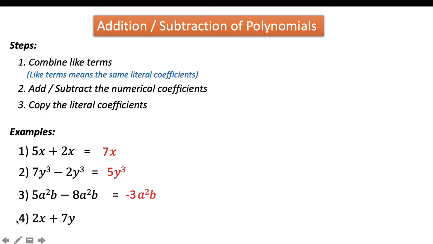But in our given number 4, notice that the literal coefficients are different. Therefore, 2x and 7y are not like terms. So we cannot add or subtract them. So we will just copy them as is, and this will be our answer, 2x plus 7y.